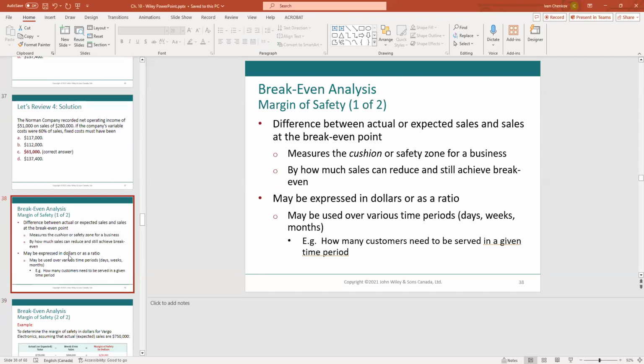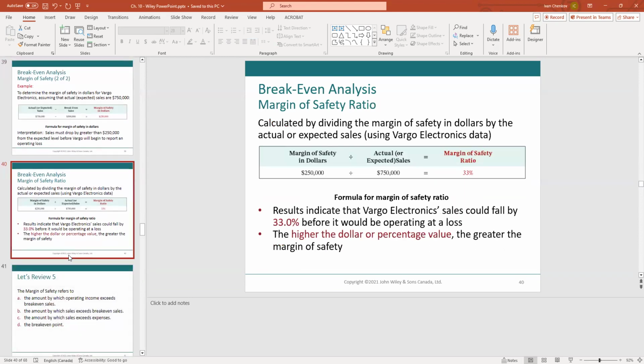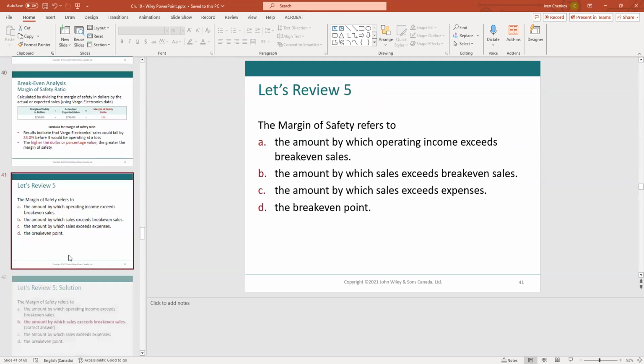Now the difference between the actual or expected sales and the break-even will be your margin of safety. Where am I compared to the break-even? So for example, if my current sales are 750, but at break-even I'm at 500, that means I'm $250,000 over my break-even point. So the margin of safety is $250,000, or as a percentage it is 33%. Why? Because I'm $250,000 over and currently I'm at $750,000, so that's 33%.